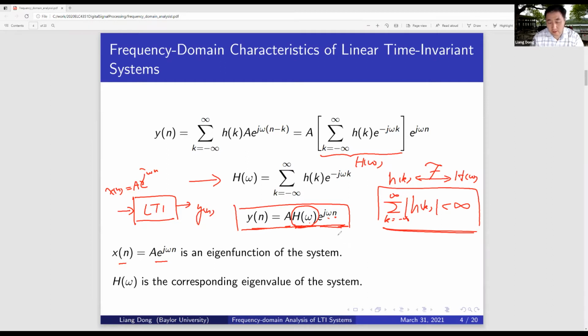Eigenfunction means that it goes through the system, and this same function will come out. The only difference is, of course, that I have this amplitude, this gain here. And this gain, H, is the corresponding eigenvalue of the system. I have the system which is, say, lambda, if this is y equal to that. If this is a vector, this is a vector. So that's the eigenfunction or eigenvector. Eigenfunctions have the same format. Eigenvectors are in the same direction in the high dimensional space.